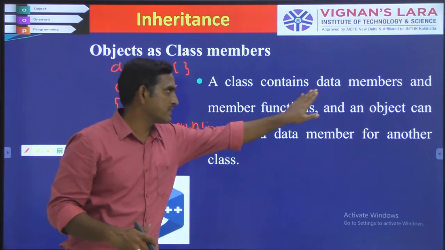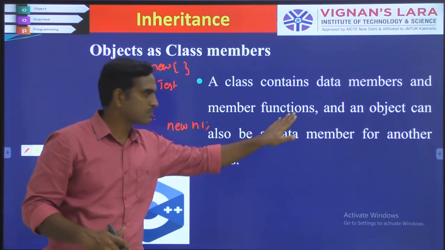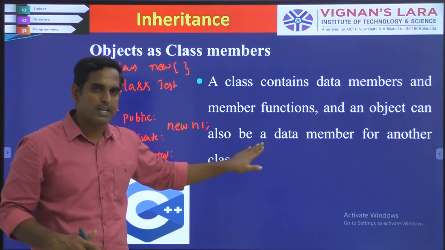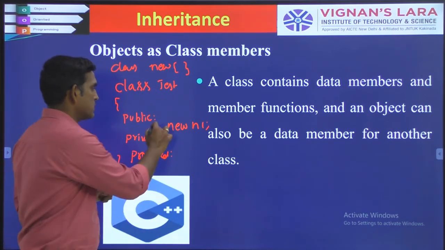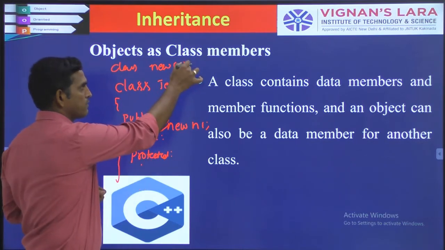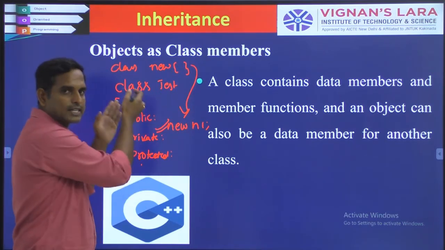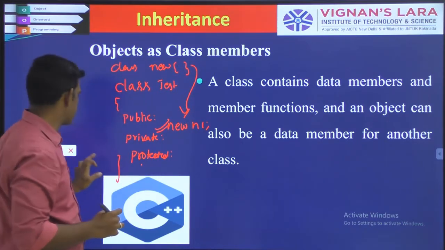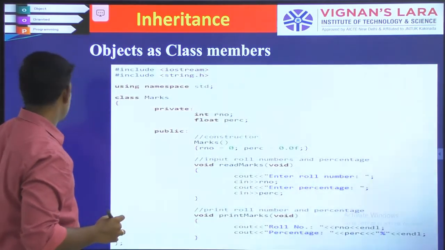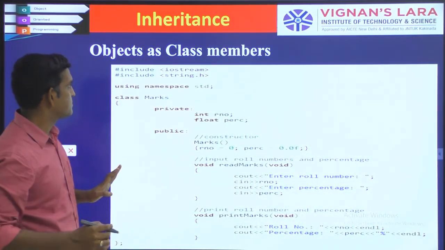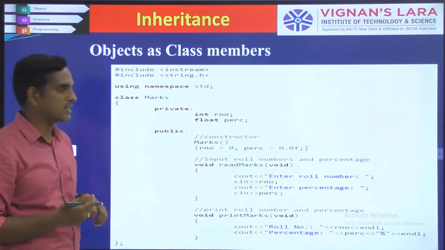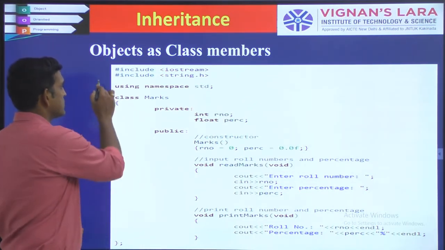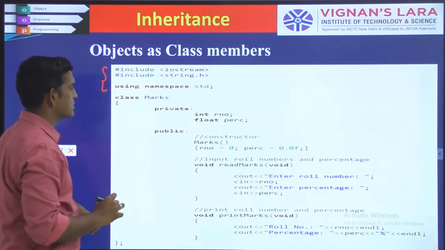So a class contains data members and member functions. An object can also be acting as data member for another class. So an object, which is the object of another class, can also be acting as member of another class. So an example regarding this one, how to have these objects as members of another class. So initially you are having the same set of statements.